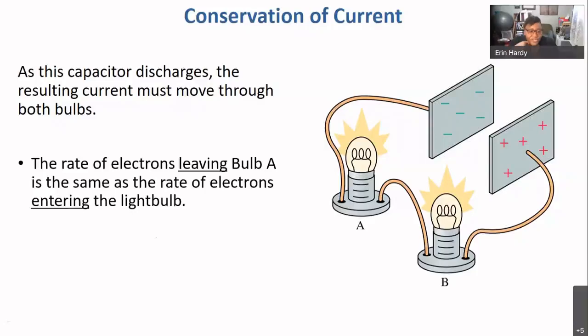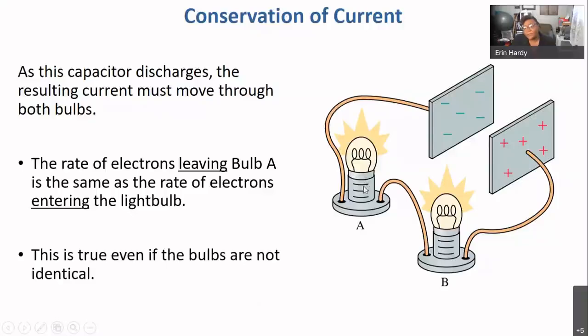So the rate at which electrons leave the negatively charged plate has got to be the same as the rate at which electrons go into bulb A. That's got to be the same as the rate at which electrons go out of bulb A and into bulb B. And I can say something similar for the rate at which they leave bulb B and start to accumulate on the positively charged plate. So the amount of charge I put in is going to be exactly the same as the amount of charge that I get out on the other side.